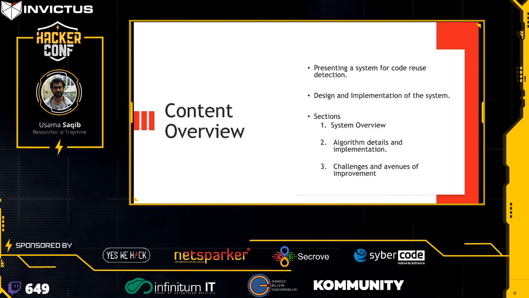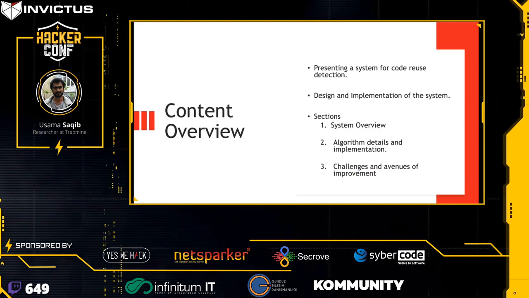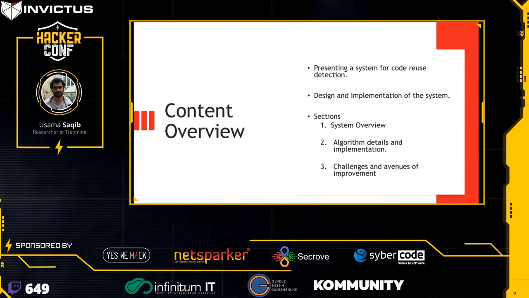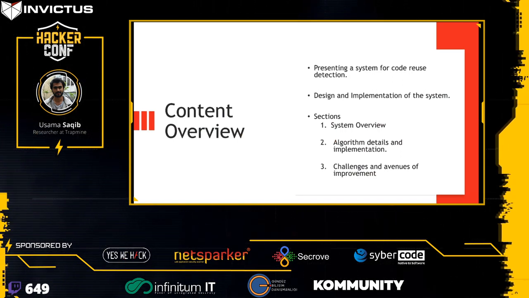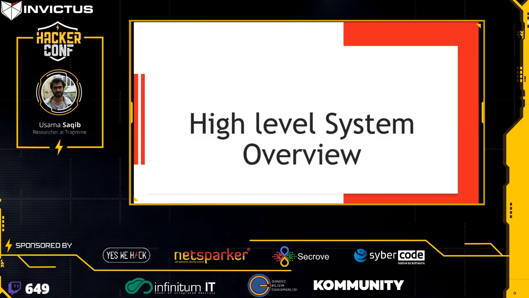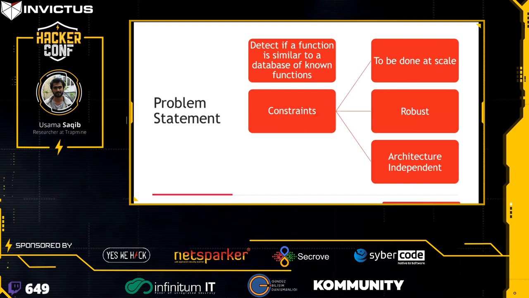The main outline of this talk will be as follows. It can be divided into three main sections. In the first section, I will give a general overview of the system. The point of this is to contextualize the discussion later on in the presentation. The second portion describes the details of the algorithms and how they were implemented in our proof of concept. The third section discusses possible challenges a system such as this may face and some possible avenues for improving the performance and the accuracy. All right, so let's begin with the high-level system overview.